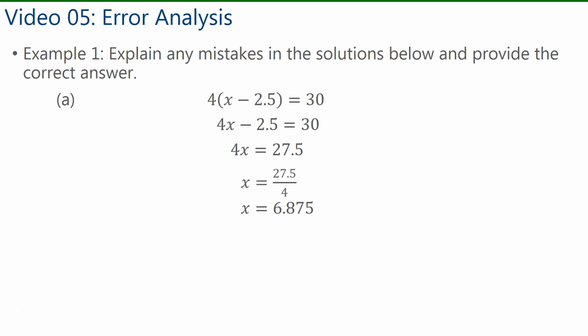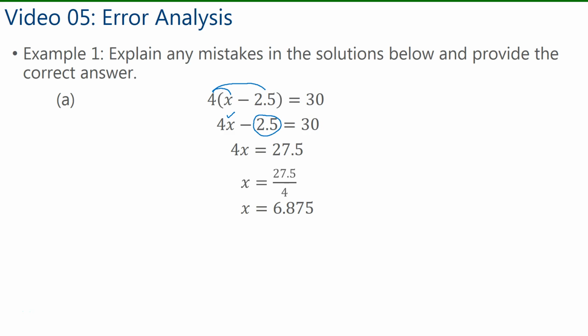So in A, we have to apply the distributive property because there's brackets. Now 4 times x is 4x. 4 times 2.5 is not 2.5, it is 10. So they did not apply their distributive property. And we'll continue on, see if we can find any more errors.